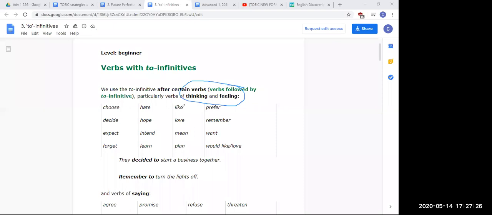It's okay, Christian, don't worry. Love is another one that we can use with both. "I love going swimming. I love to go swimming." Mean.